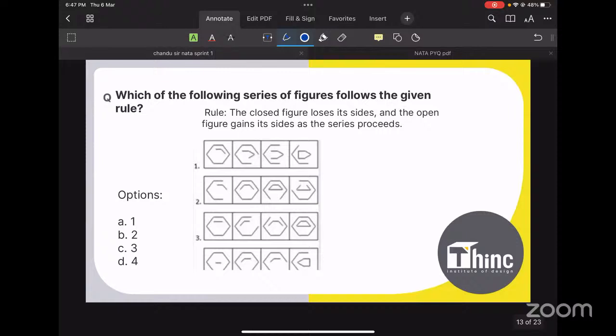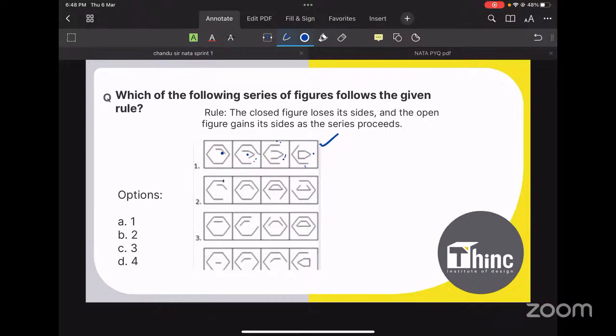So now we can solve this question. The closed figure loses its side and the open figure gains its sides as the series proceeds. So the outer one is losing one side. That means the outer one is having 6 sides. It's a hexagon. So next time it is losing one side and one side becomes open. So 5 lines, 4 lines, 3 lines. Fine, good. Next it is 2, 3, 4, 5. Good. Option 1 satisfies the requirement.